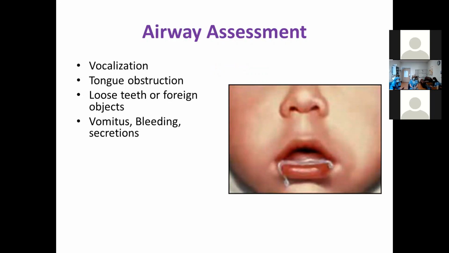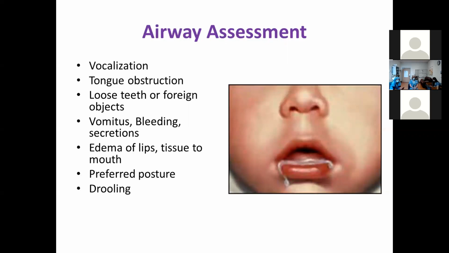What is the preferred posture of the child? Is there any drooling, dysphagia, any stridor, any snoring, any gurgling that can suggest issues in the upper airway?